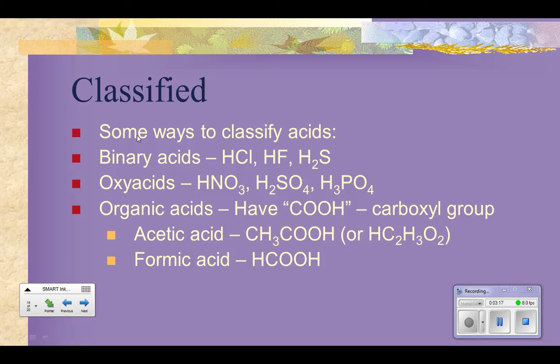All right, so there are 3 categories of different kinds of acids, so you can recognize them when they come up in equations, and then we'll also do some work with these as we go forward.